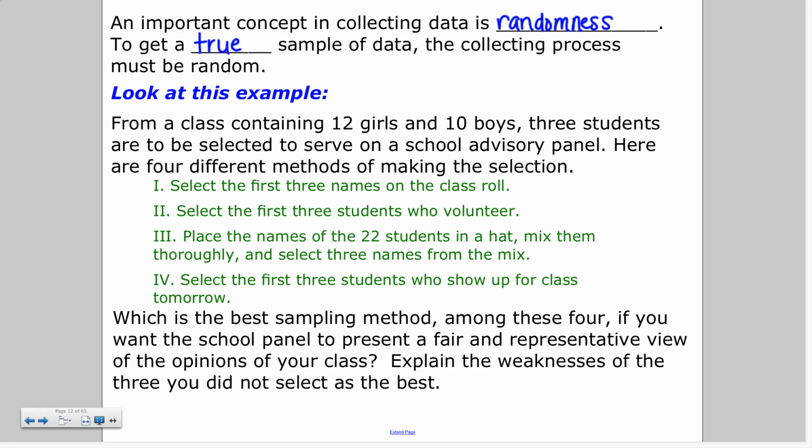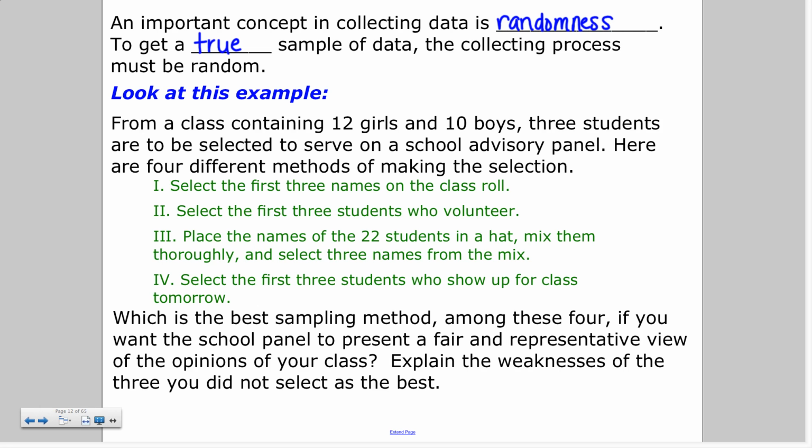Number 1, select the first 3 names on the class roll. Number 2, select the first 3 students who volunteer. Number 3, place the names of 22 students in a hat, mix them thoroughly, and select 3 names from the mix. Or number 4, select the first 3 students who show up for class tomorrow. Which is the best sampling method among these 4 if you want your school panel to present a fair and representative view of the opinions of your class?